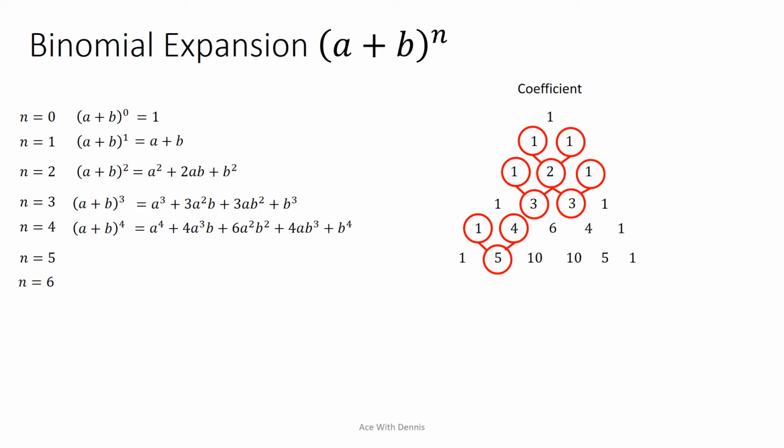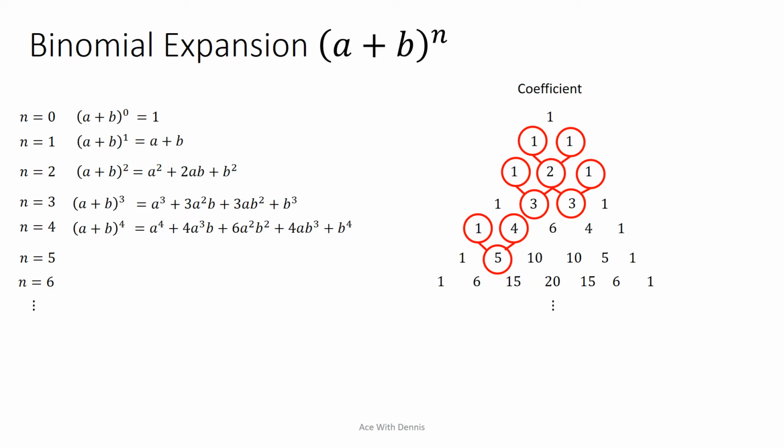Can you tell now, when n equals 6, what are the coefficients? The first number is always 1. Then we know that 1 plus 5 equals 6. Then 5 plus 10 is 15. 10 plus 10 is 20. 10 plus 5 is 15. 5 plus 1 is 6. And the last number also is 1.